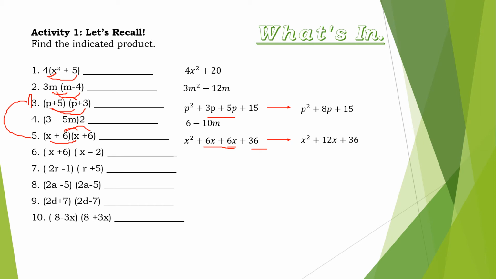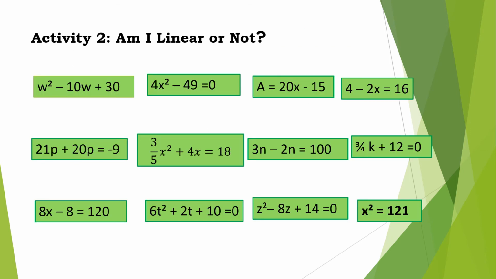So, ganyan lang kasimple yung activity number 1. So, yung number 5 to 6, itatry nyo muna. So, solve nyo yan. Then, i-check natin. Okay? So, next example. So, on your activity number 2, I am a linear or not linear. So, sabihin natin, what if this equation is a linear or not linear? Okay? So, let's have this one.